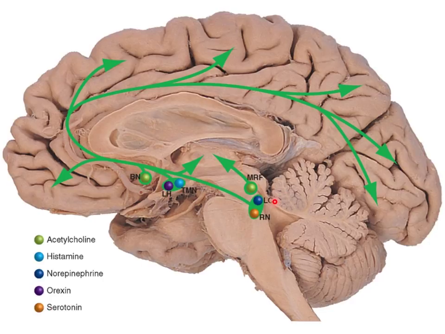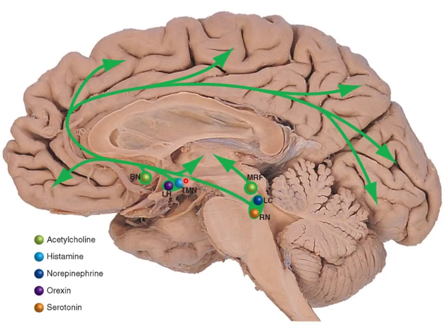The locus ceruleus utilizes primarily norepinephrine. The lateral hypothalamus utilizes primarily orexin. The midbrain reticular formation and the basal nucleus of Meynert utilize primarily acetylcholine, and another nucleus in the hypothalamus uses primarily histamine.